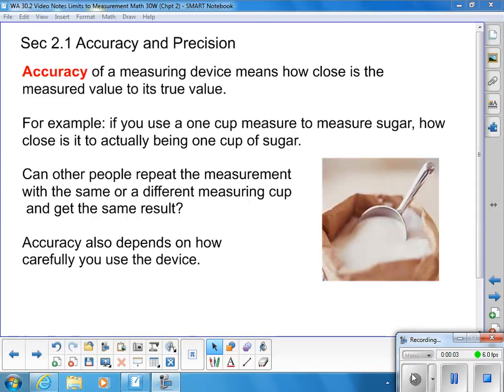This lesson will deal with accuracy and precision. Accuracy of a measuring device measures how close the measured value is to its true value. For example, if you use a 1 cup measure to measure sugar, how close can you actually be to 1 cup of sugar? Can other people repeat the measurement with the same or different measuring cups, for example, other 1 cup measures, and get the same result? Accuracy depends on how carefully you use the device as well.